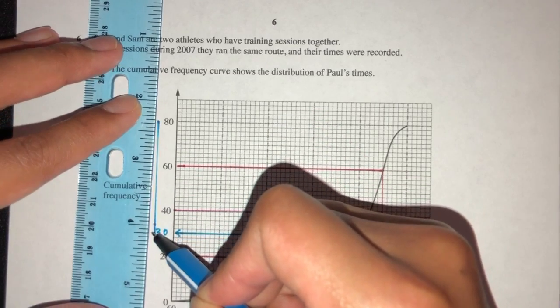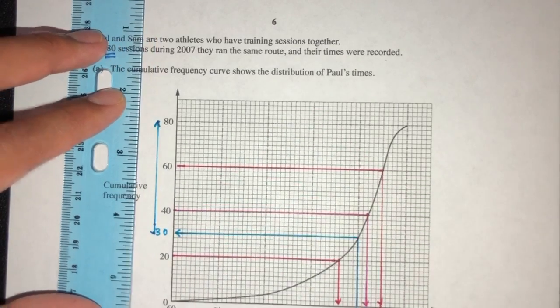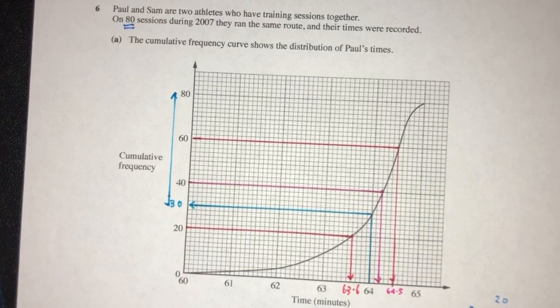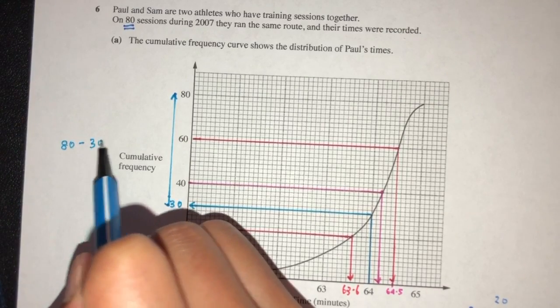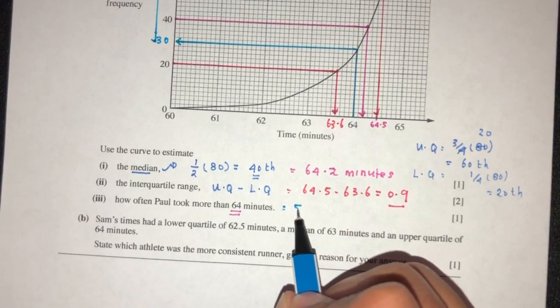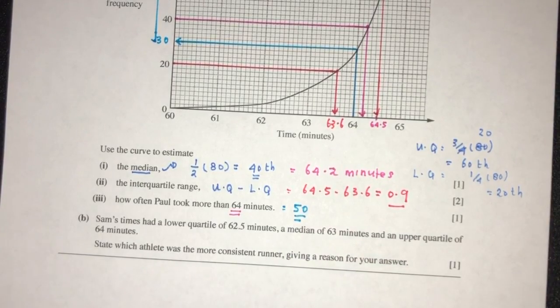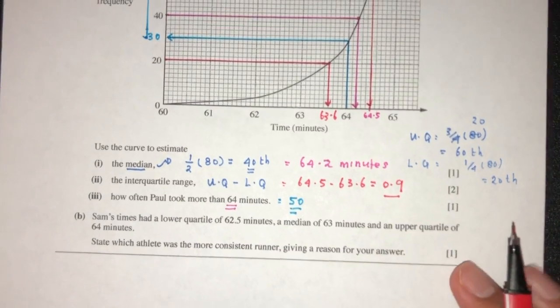Obviously, because we understand that only for 30 sessions, he was able to take 64 or less, which means in total we have 80 sessions. For the rest of the sessions, he will take more than 64. The rest will be 80 minus 30. That should be 50 sessions. That will be 50.